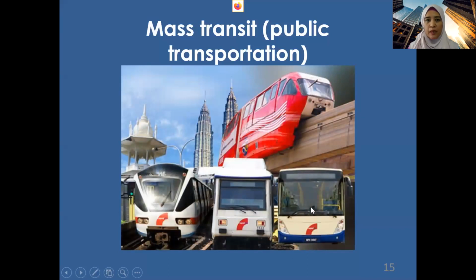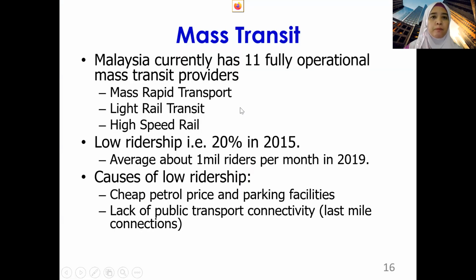Now we go to the second part, which is mass transit. Mass transit is also another name for public transportation. Now in Malaysia, we currently have 11 fully operational mass transit providers, which include MRT, LRT, and high-speed rail. Whatever we have in Malaysia, for the commuters.